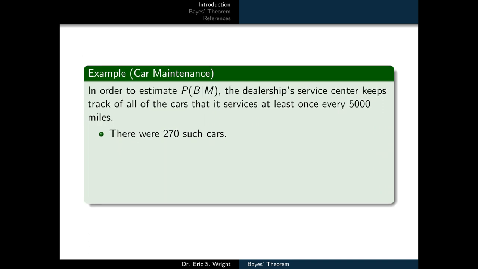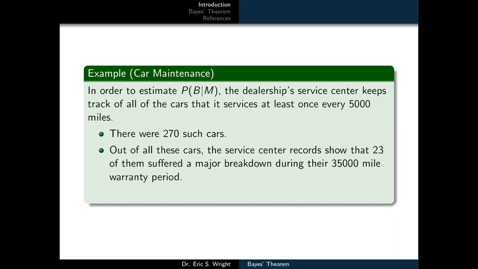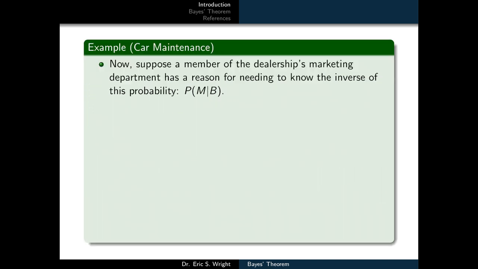In order to estimate P of B given M, the dealership service center keeps track of all the cars that it services at least once every 5,000 miles. Let's assume there were 270 such cars. Out of all of these cars, the service center records show that 23 of them suffered a major breakdown during their 35,000-mile warranty period. Therefore, the probability in question is P of B given M equals 23 over 270.